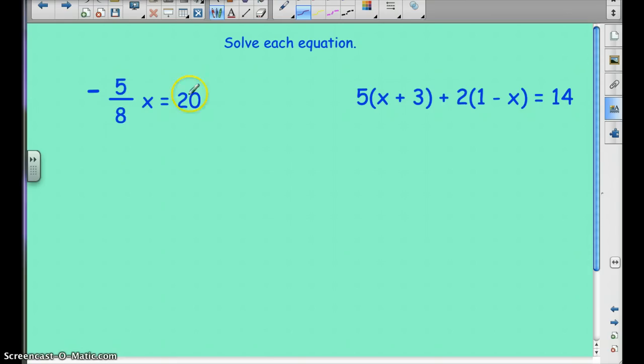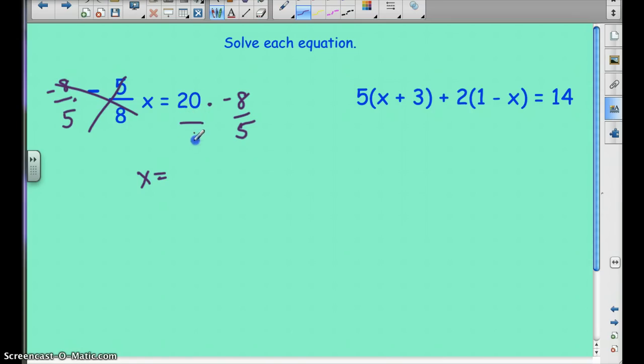We're going to look at this one first. Negative 5/8 x equals 20. So you have to remember when you have a fraction as a coefficient on a variable, we're going to multiply by the reciprocal. That's the opposite operation. So these end up canceling out, which is what we want. Our main goal is to get x by itself. You guys should remember that from algebra and geometry.